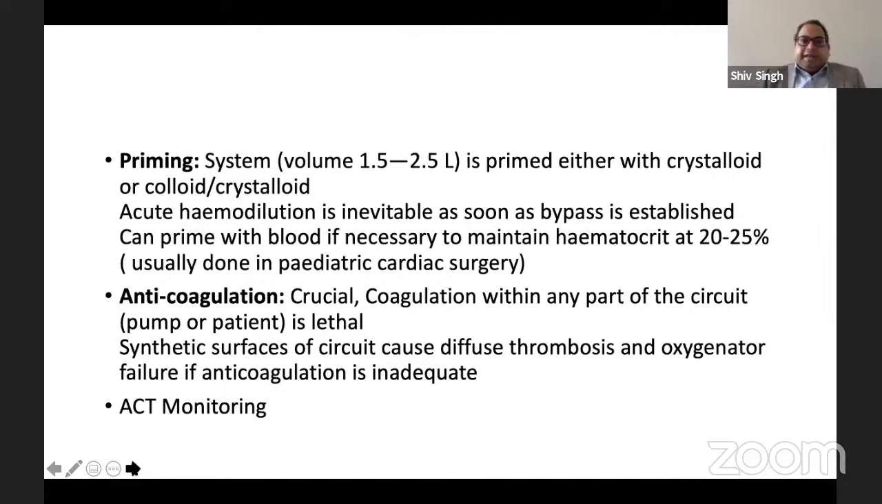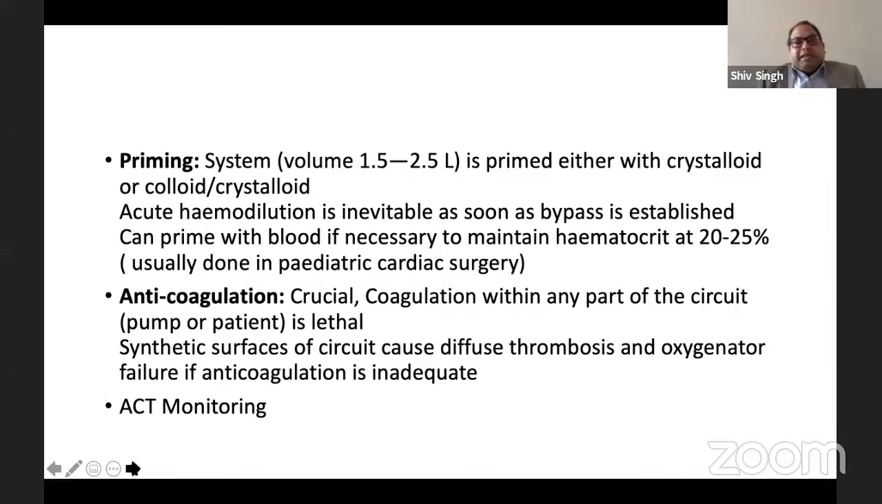The other important thing is anticoagulation. It is very crucial because you don't want coagulation to occur within the system, and that would be lethal. Because the surface and the tubing are all synthetic surfaces, this can lead to activation of coagulation and thrombosis within the system and within the oxygenator. And that's why ACT monitoring is a very important part of cardiopulmonary bypass.